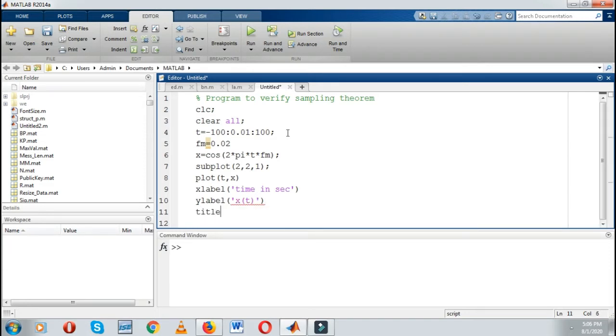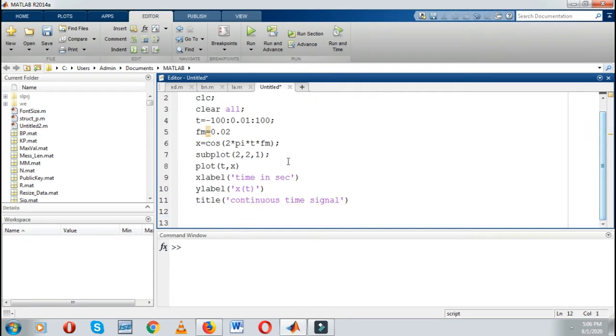Then the title. Basically this cos signal is nothing but a continuous time signal, so I will write only continuous time signal, bracket complete. Okay, so this is the first signal I have taken.